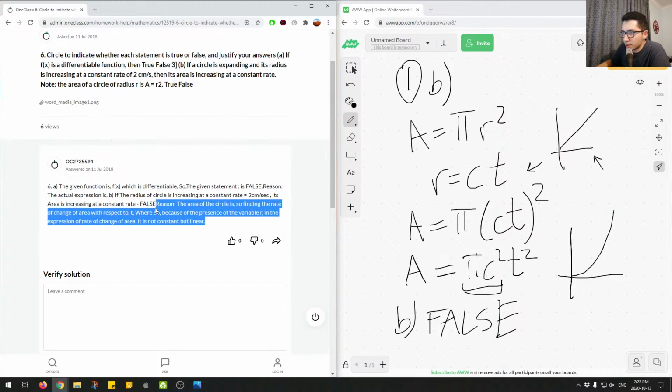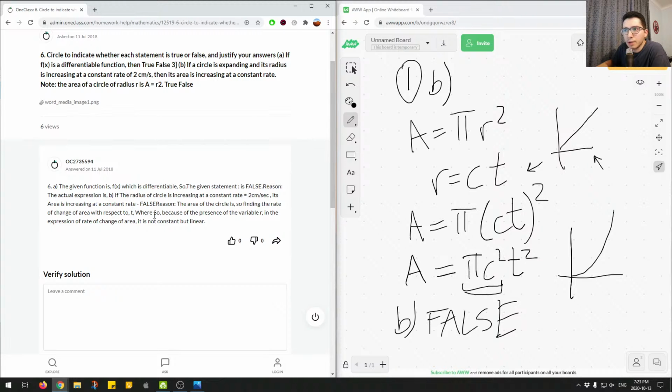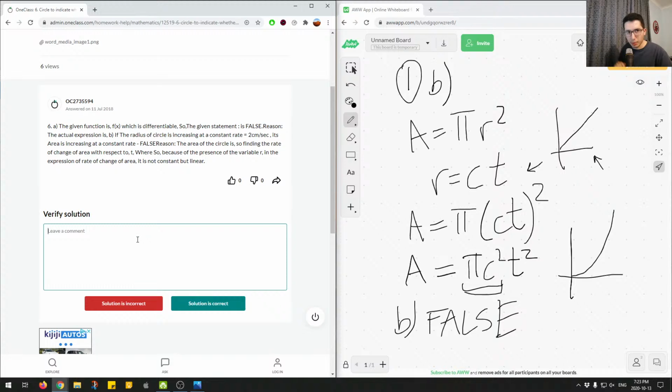Okay, so this is an incomplete answer to the question, but we went through the question step by step, and we know that both statements are false. So we'll say incomplete answer. Both statements are false.